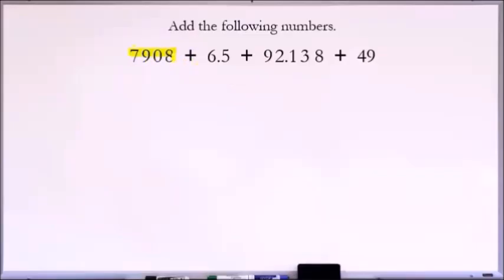Now we've got these 4 numbers, and we will observe that this one here has got no decimal point at all, and this one here, which is 49, has got no decimal point, but this one here has got a decimal point, and this one has got a decimal point.